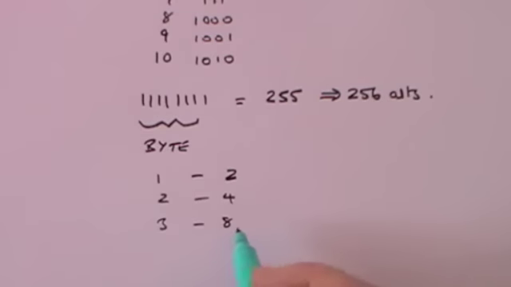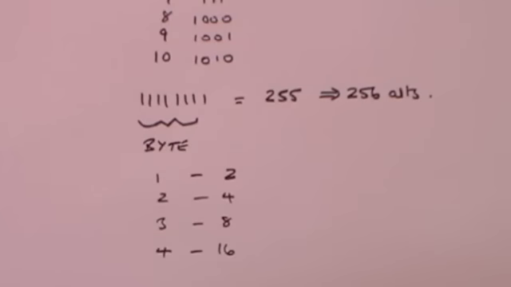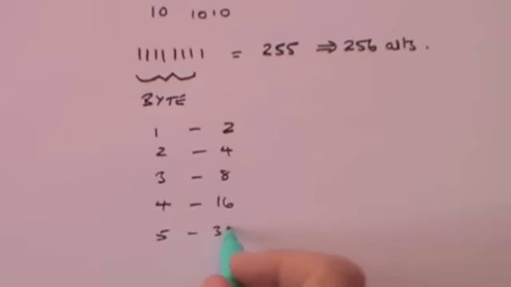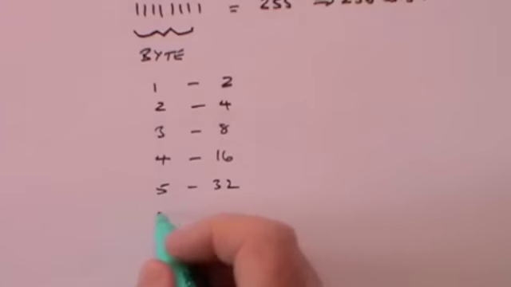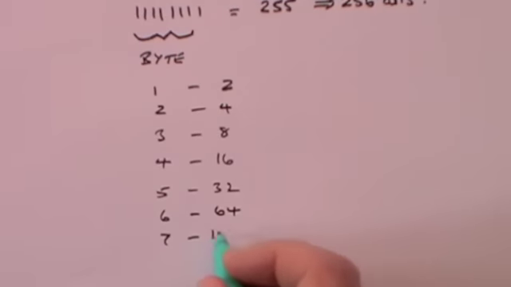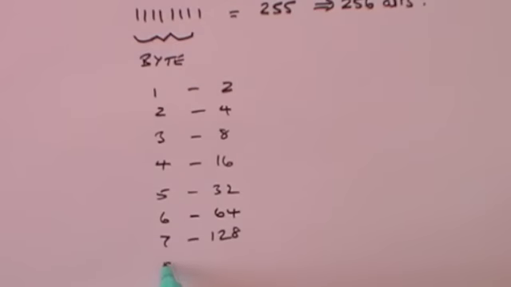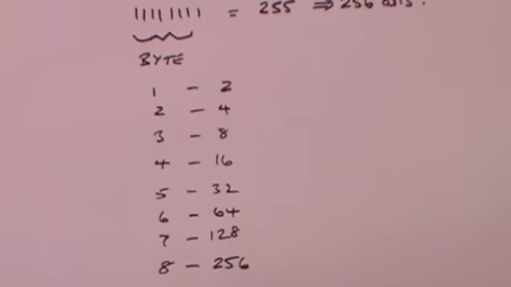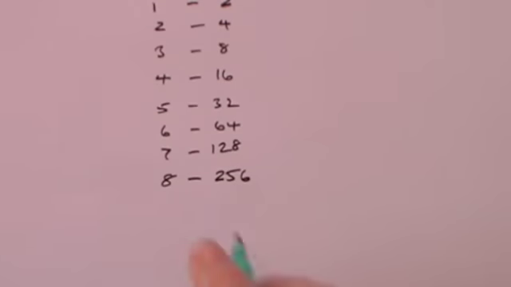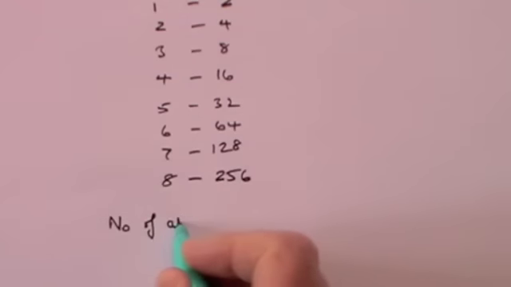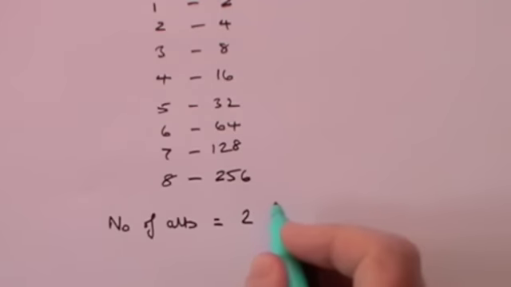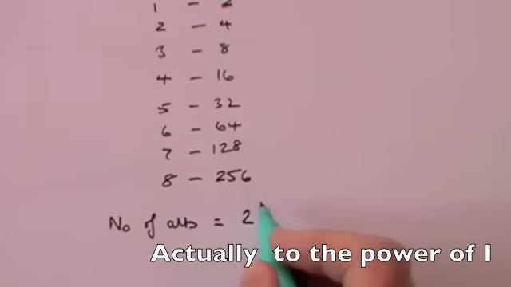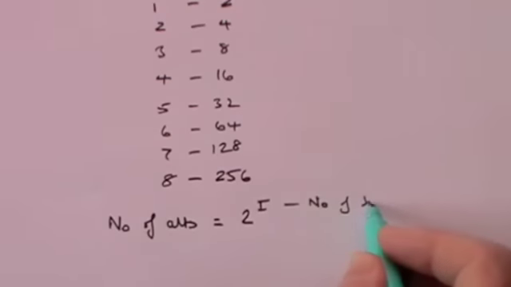And you can see what's happening here. You're always getting double the number of alternatives for every additional bit. So 4 bits will give you 16 alternatives, 5 bits gets you 32 alternatives, 6 bits gets you 64, 7 bits gets you 128 alternatives, and then, as I've just shown you, 8 bits gets you 256 alternatives. And the general formula for this is that the number of alternatives is equal to 2 to the power I, and I is the number of bits.